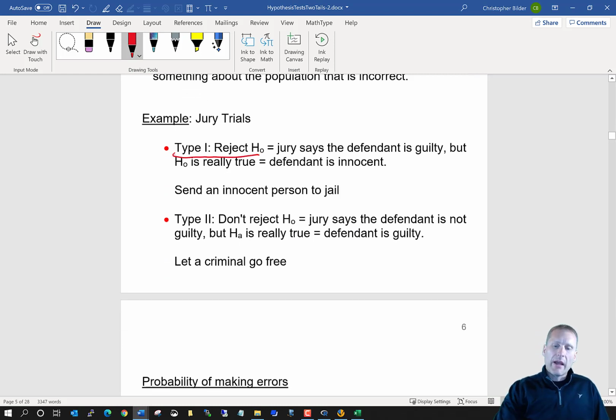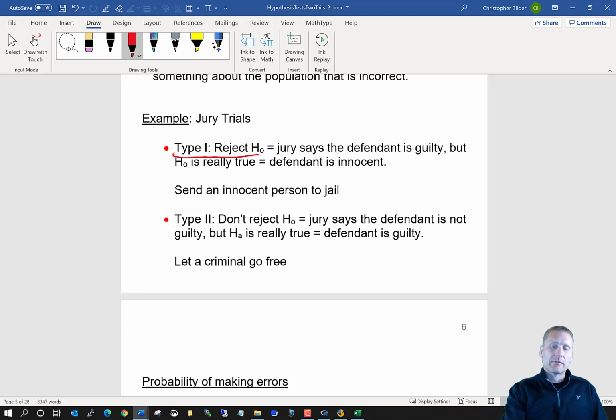A type 1 error would be the jury says the defendant is guilty, but the defendant is actually innocent. Now, in the American judicial system, this is a very, very serious error. And we want to avoid this error. We want to control, let's say, the probability that this happens, and we want that probability to be extremely, extremely low.